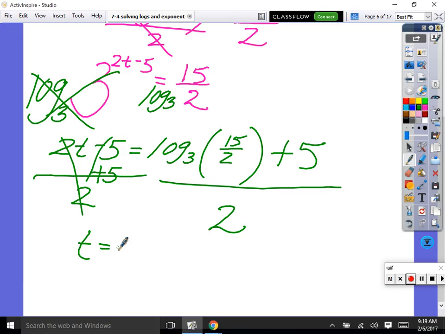So let's think about how we're going to have to do this. For this piece right here, we're going to have to use the change of base formula, right? Yeah. Let's see if you can type it in right. I know you can do it. Log of 15 halves divided by log of 3, plus 5, divided by 2. 3.417 is what I got. Okay.